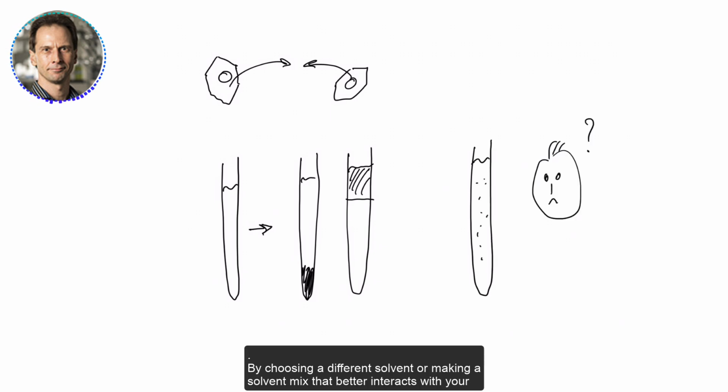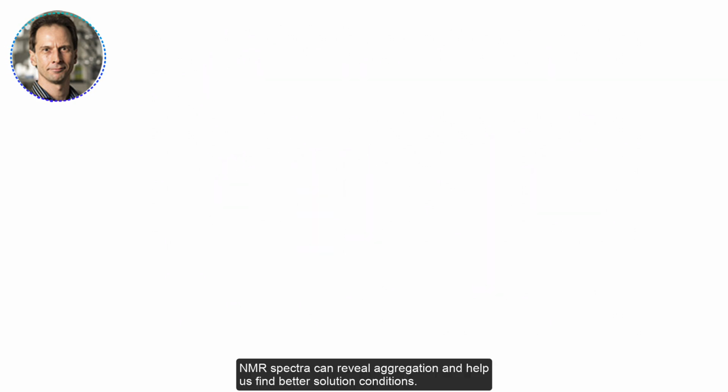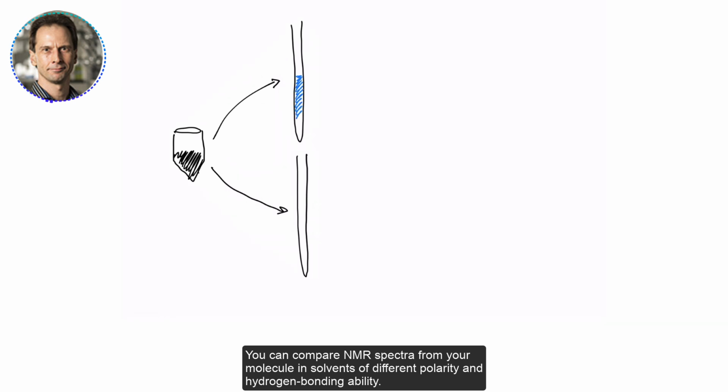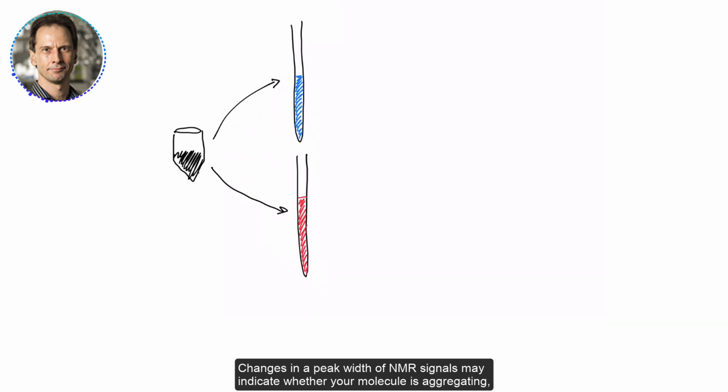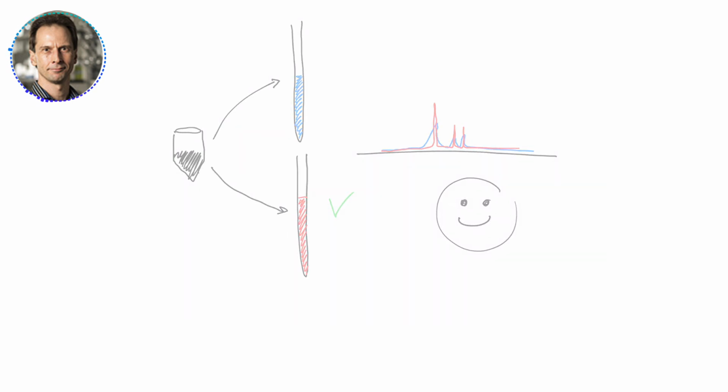By choosing a different solvent or making a solvent mix that better interacts with your molecule, aggregation can be reduced, yielding sharper NMR signals. NMR spectra can reveal aggregation and help us find better solution conditions. You can compare NMR spectra from your molecule in solvents of different polarity and hydrogen bonding ability. Changes in a peak width of NMR signals may indicate whether your molecule is aggregating, helping optimize solvent for better solubility and to yield narrow and better resolved spectra.